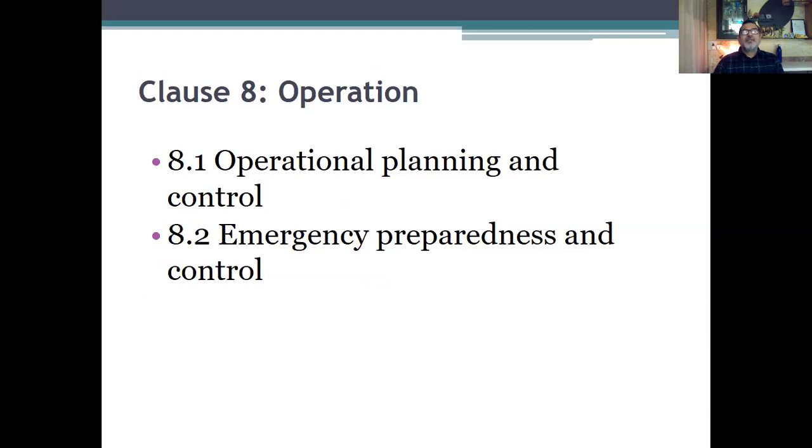Clause number 8, operation. 8.1, operational control and planning. While the standard acknowledges that the operational control will greatly depend on the size, nature, compliance obligations, and environmental aspects of an organization, the scope is given to the individual organization to plan and ensure the desired results are achieved.